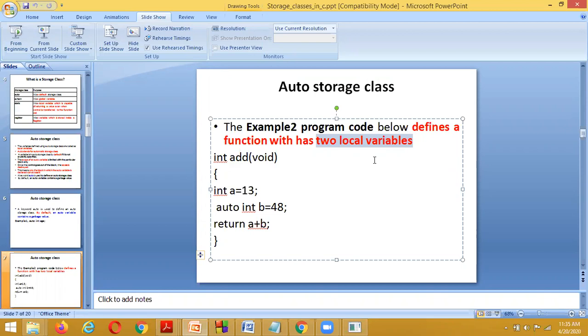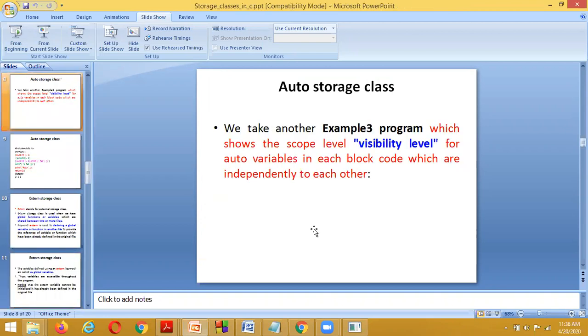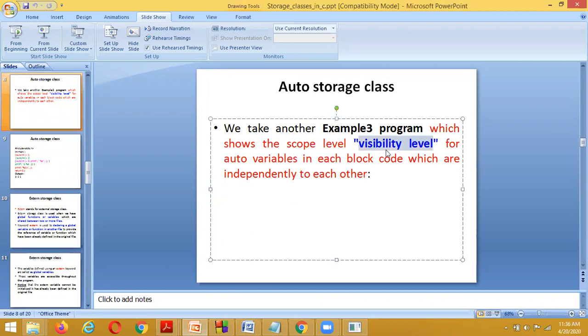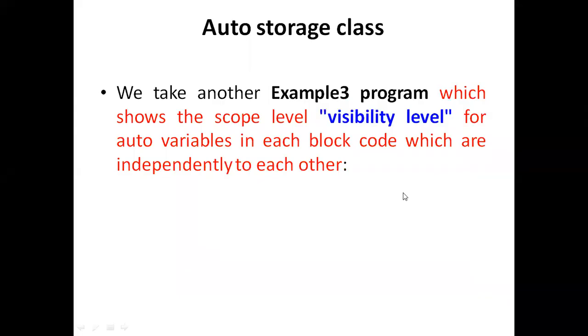Just now we discussed what is meant by a global variable and what is meant by a local variable. The scope of this b variable is from here to here, and that's why it is accessed only from here to here. One more thing is the visibility level of an auto variable. This is an important example about the auto variable.